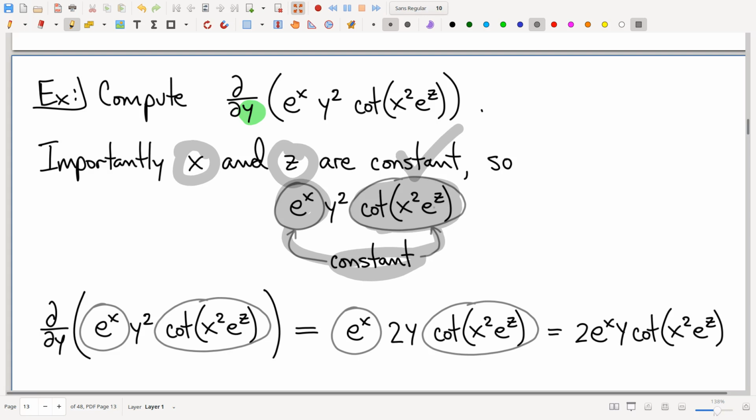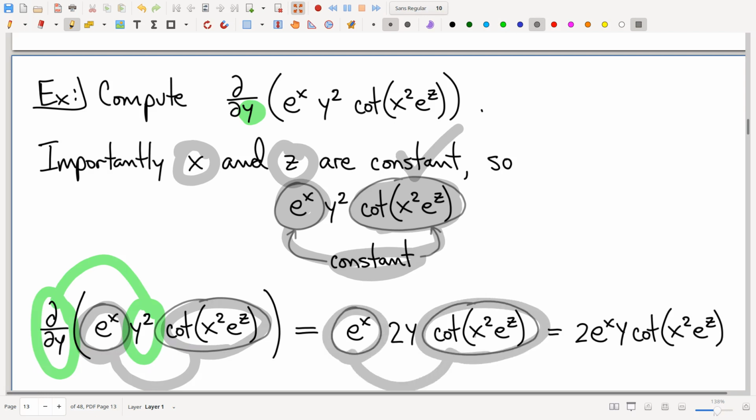And so this is not a monstrosity. This is just a constant times y squared, and that's easy. Right? So again, we're taking a y partial of y squared, times a constant, and so the constant just sticks around, as multiplicative constants do, and the partial with respect to y of y squared is just 2y. Everybody happy?